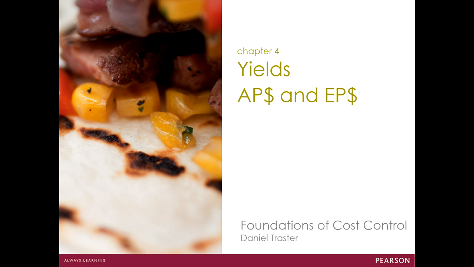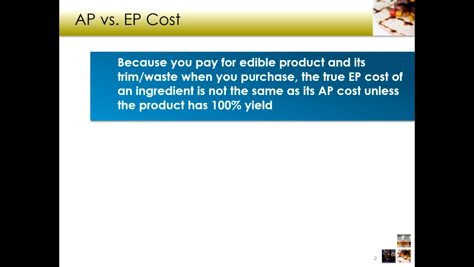Hello everyone, welcome to the second video in our series on yields, and today we're going to be talking about as purchased dollars and edible portion dollars. So this is where we're getting into how that yield affects our price per pound or our price per liter or whatever, right? Because you pay for edible product and its trim or waste when you purchase it, the true EP cost of an ingredient is not the same as what you paid for it originally, unless it's 100% yield. We have waste, right?